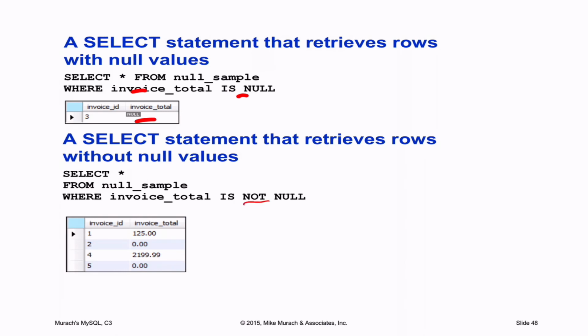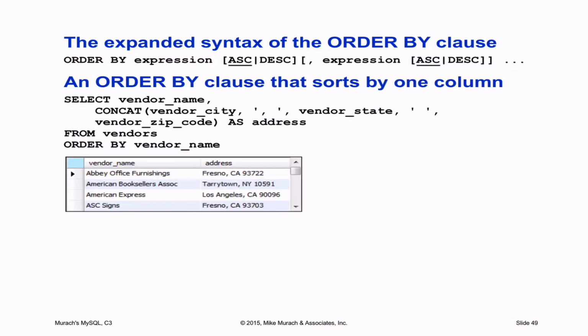Now you can use the is not null, and it's going to return anything that's got a value in it. And here you can see the zeros are identified as a value, even though they don't have any kind of integer value or decimal value, but it does have a data value. All right.